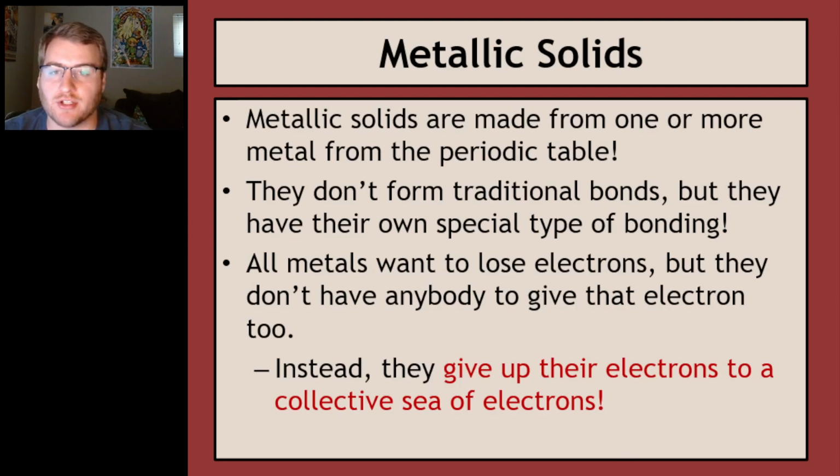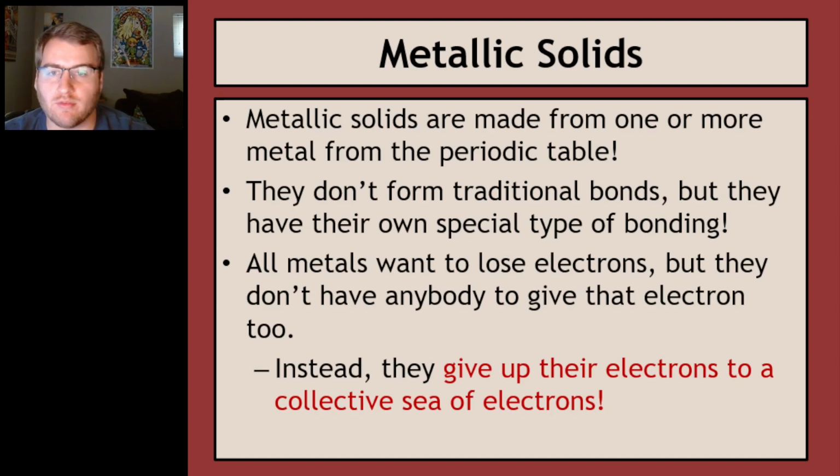Now, metallic solids have some similar properties as well. They're made from one or more metals. They don't form sort of traditional bonds, which is why we don't really talk about them very much. We're talking about bonding like atoms together. But they have their own special type of bonding.